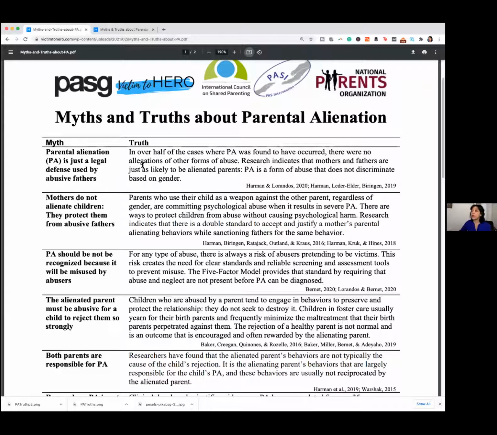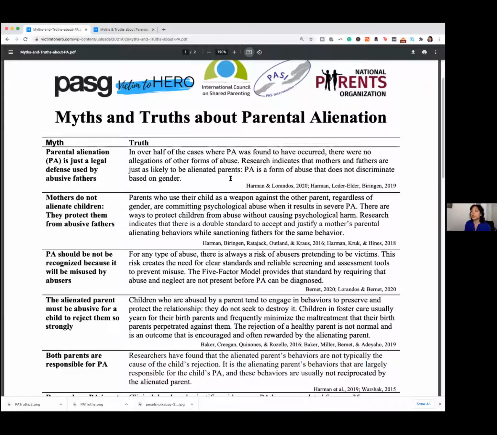On the right-hand side of this table is the truth. You see here it says that in over half of the cases where parental alienation was found to have occurred, there were no allegations of other forms of abuse. So it's not just a defense. It's not the defense that the abusive father uses. That's really just misinformation. Research indicates that mothers and fathers are just as likely to be alienated parents.